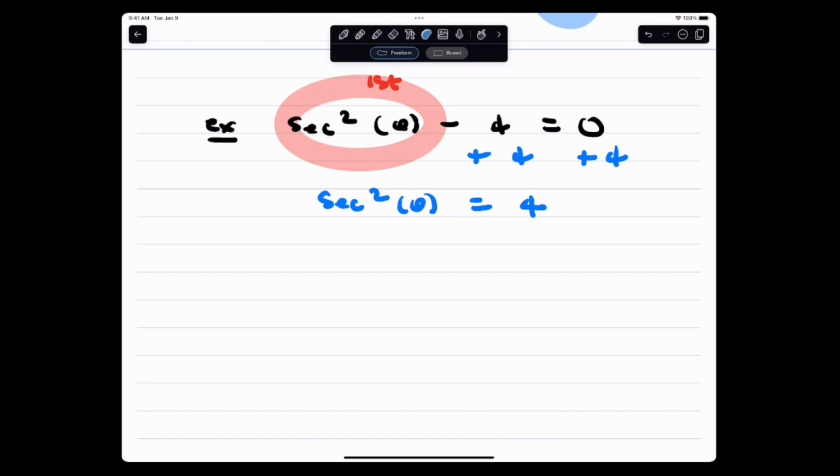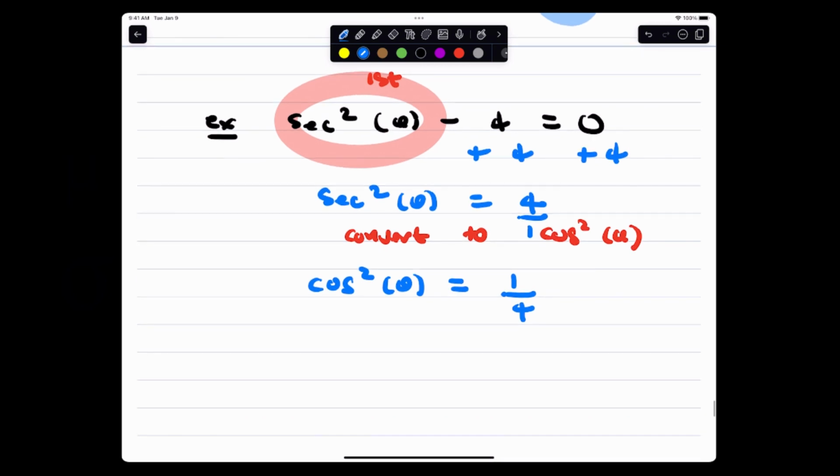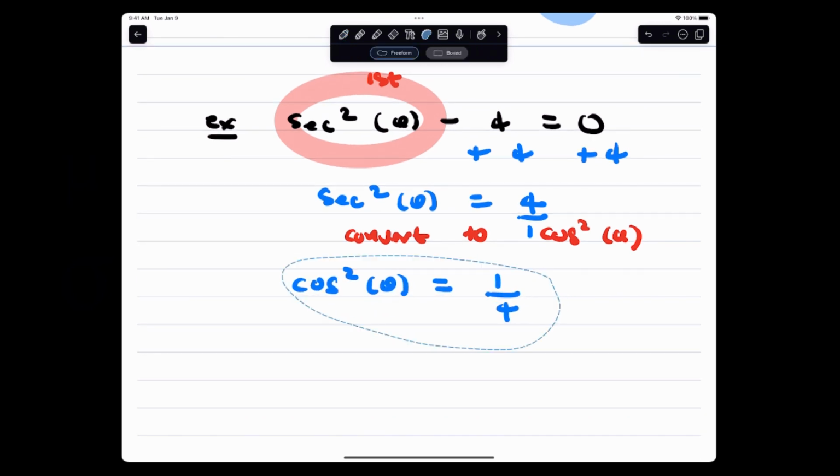Now, you might say, Mr. Judge, what do I do with this? I'm going to say to you, use the reciprocal. Convert this equation to one that has cosine squared. You say, well, what does that even mean? That means cosine squared theta, ladies and gentlemen, will equal what? 1/4. You say, why 1/4? Because the reciprocal of 4 is 1/4. Okay? So here's cosine squared theta.